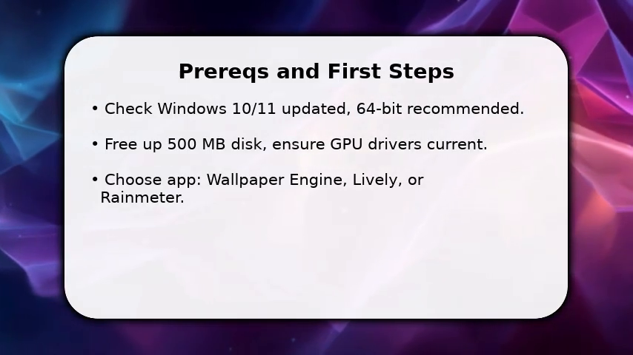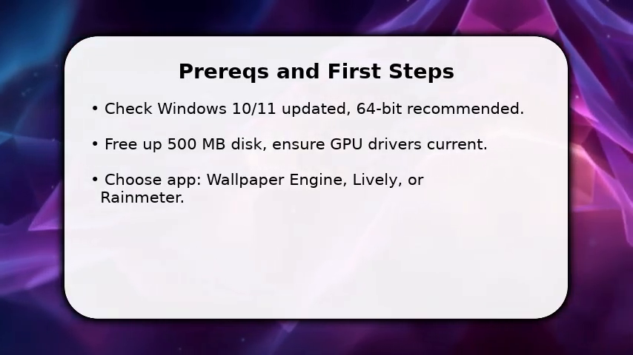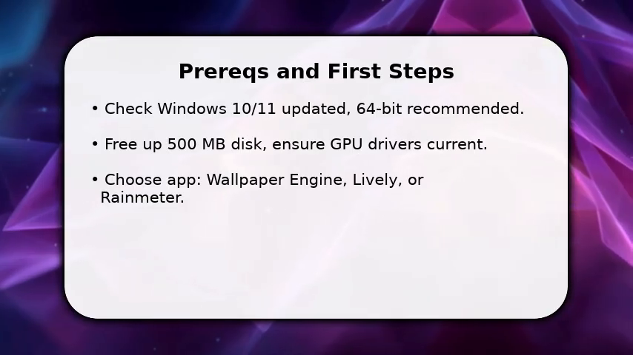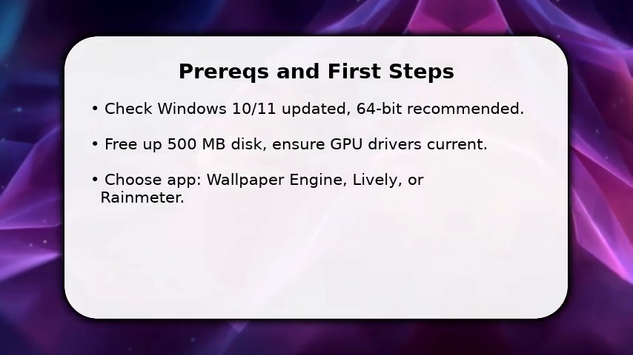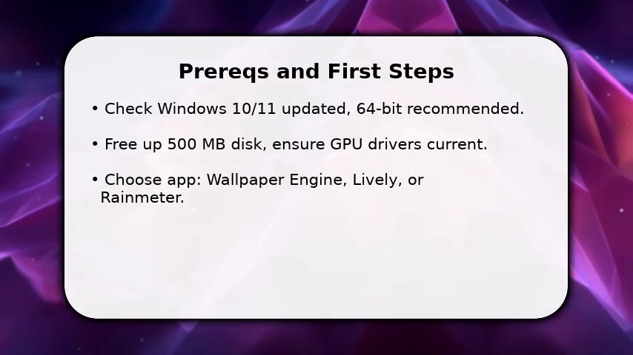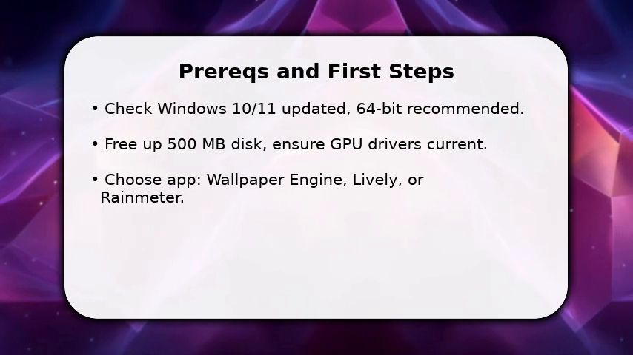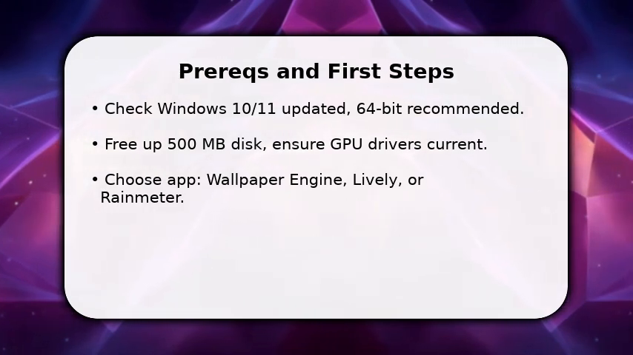Next, pick a live wallpaper app: Wallpaper Engine for Steam, Lively for free open source, or Rainmeter for widgets. Choose based on budget and control. Install the chosen app and grant necessary permissions. This step unlocks desktop animation. After install, restart the app so it can detect your display and GPU correctly.